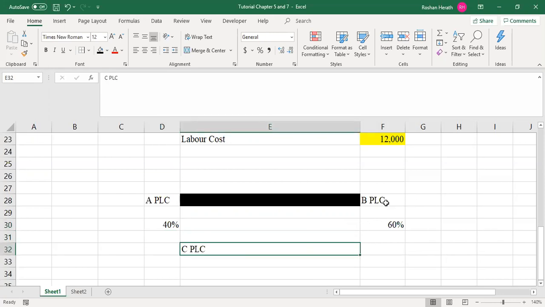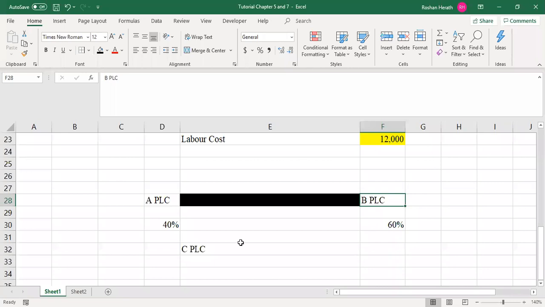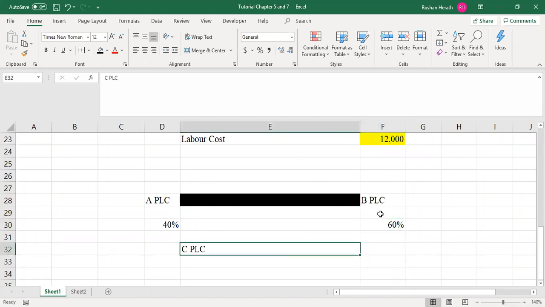What is that? If you look at it from B's point of view, what is C PLC? If you purchase 60% of the share capital of C PLC, from B's point of view, what kind of investment is that? Let's name this joint agreement.